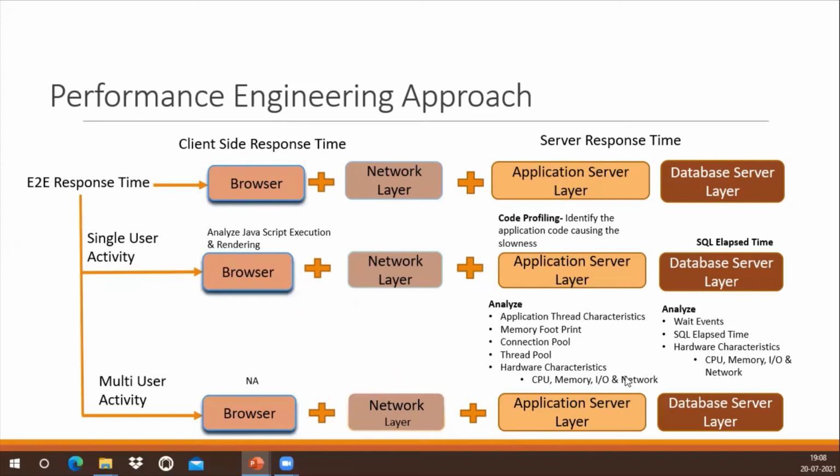Connection pool, thread pool, and hardware characteristics are all very straightforward parameters. We can verify these parameters to see whether their characteristics are causing the performance issue that we are observing. And on the database server, we can check wait events, SQL elapsed time, and hardware characteristics. As I said, AWR reports and DB2 snapshot give us very good insights into these parameters, and they help us identify whether wait events are causing the performance issues we observe, or SQL elapsed time, or the database, or whatever it is.